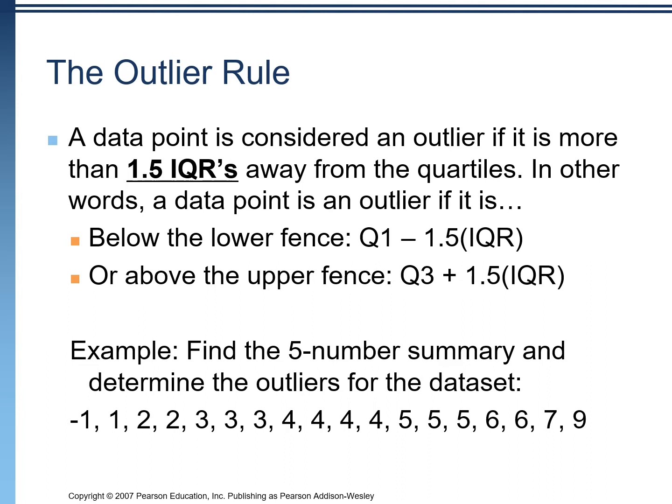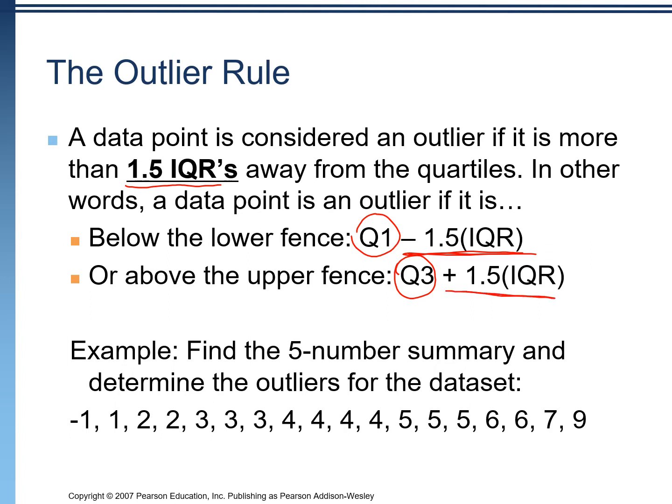The first one is called the outlier rule. We're going to use the quartiles and the IQR to determine mathematically, is something an outlier? So if a data point is more than 1.5 IQRs away from the quartiles, it's identified as an outlier. In other words, if we have quartile 1, and we subtract 1.5 times the IQR, anything that's lower than that value would be considered an outlier. Same thing on the upper side using quartile 3 and adding 1.5 times the IQR.